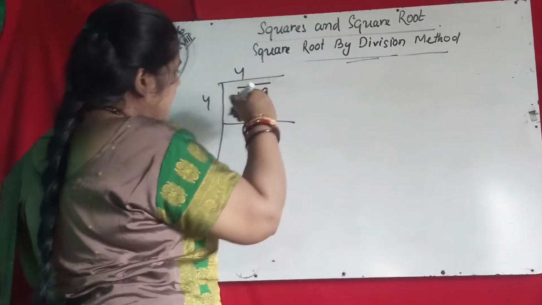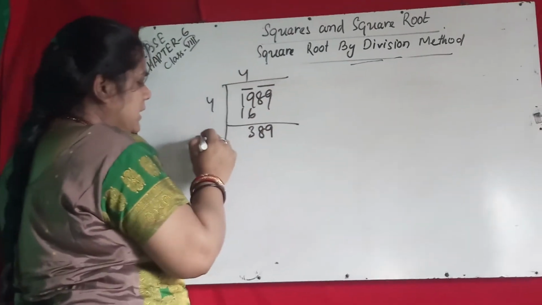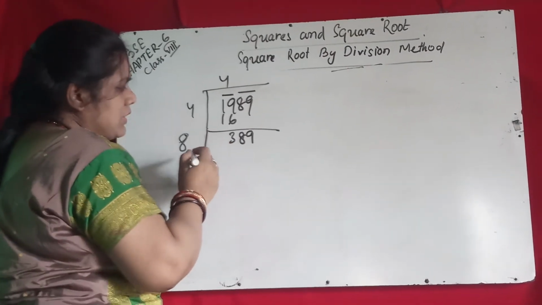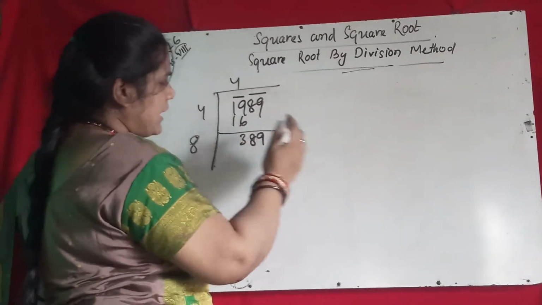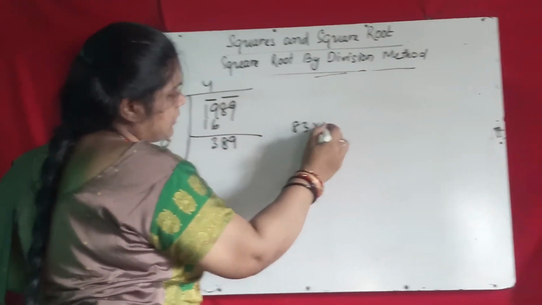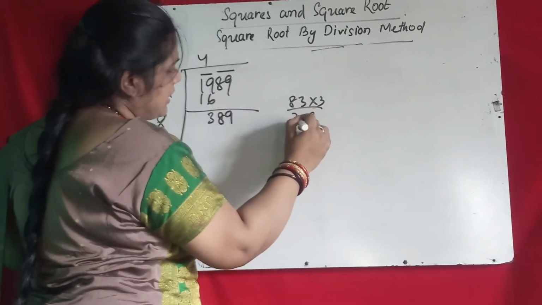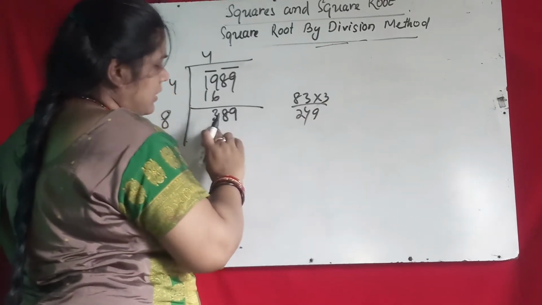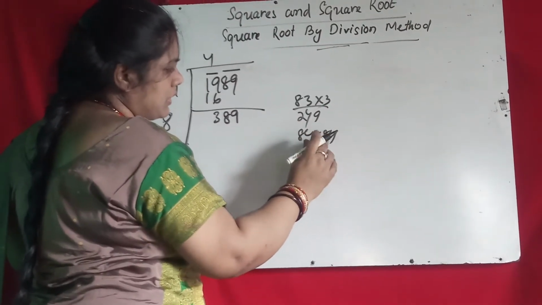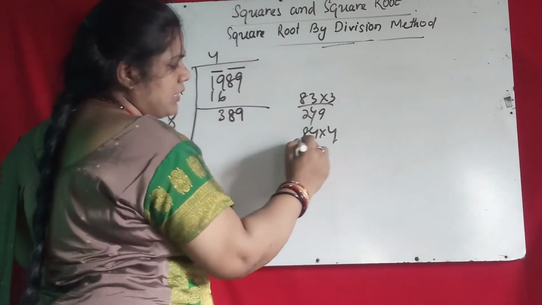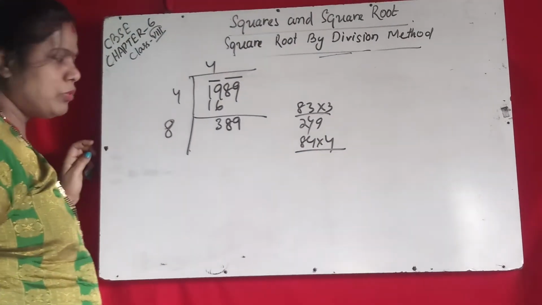Now, the second step I said: double of the quotient 4, 2 fours are 8. Now which number will you take? Suppose 3. Now we try 83 into 3. 3 3s are 9, 3 8s are 24. Let's try the next number, 84, because we know that it is not a perfect square, so we take more.